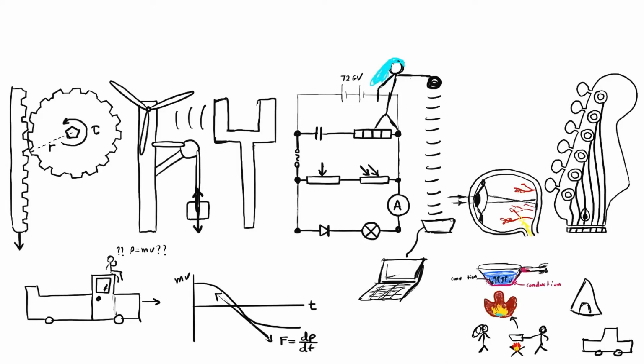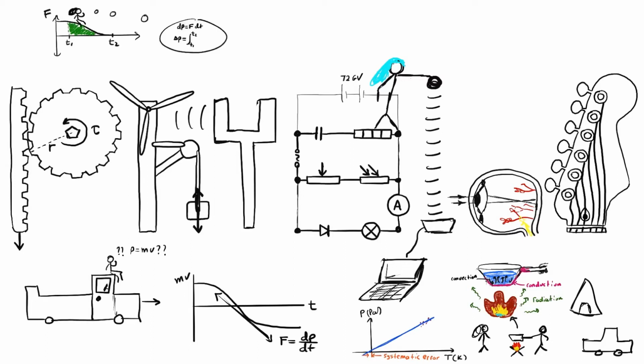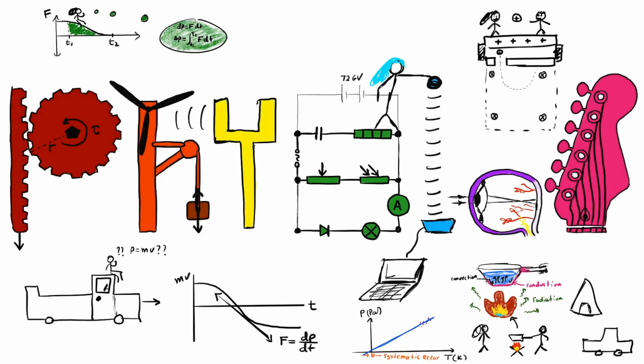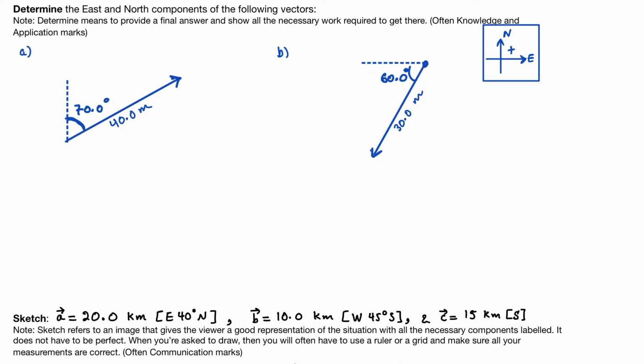We're going to do some practice questions on two-dimensional vectors. In the first question here, we're asked to determine the east and north component of the following vectors. So we have two, and note, actually, I'm going to add this.